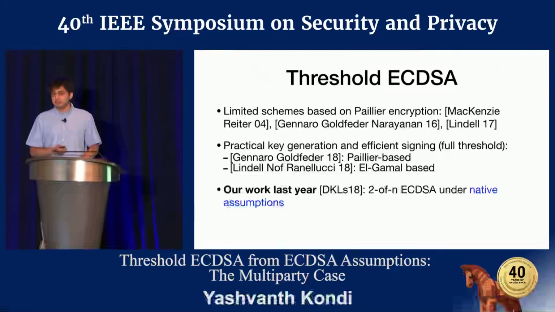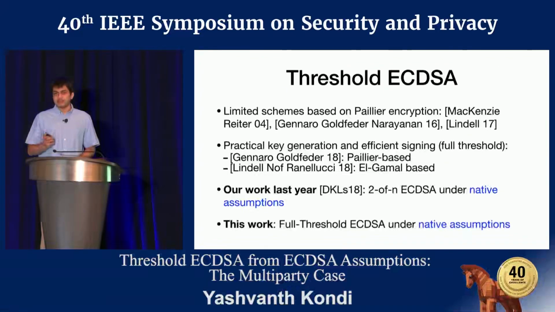At Oakland last year, we presented a way to get ECDSA signatures in the 2-of-n case under native assumptions. That's assumptions in the same curve as the signature itself. And in this work, we extend our work from last year to accommodate a full threshold under the same assumptions.